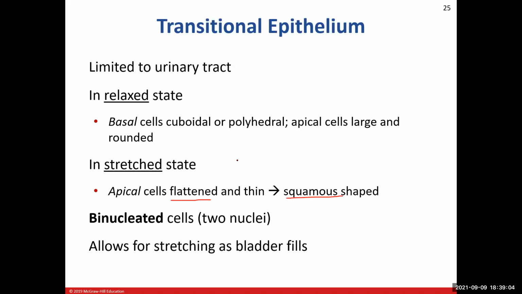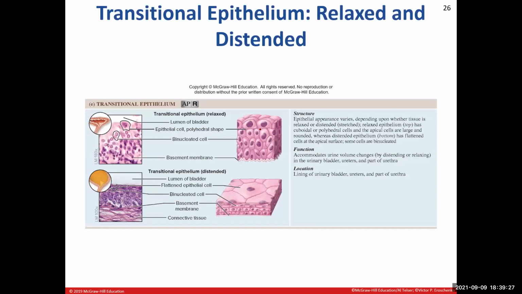And then when the bladder is empty, the apical cells will be nice and rounded on the top, and the basal cells will have more of a square, geometrical shape to it. And these cells are binucleated. So you'll see one cell with two nuclei. So you can kind of see that here.